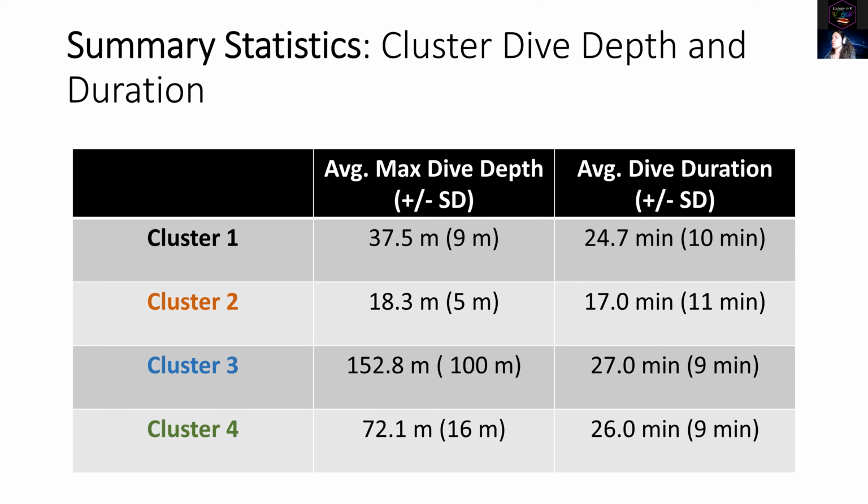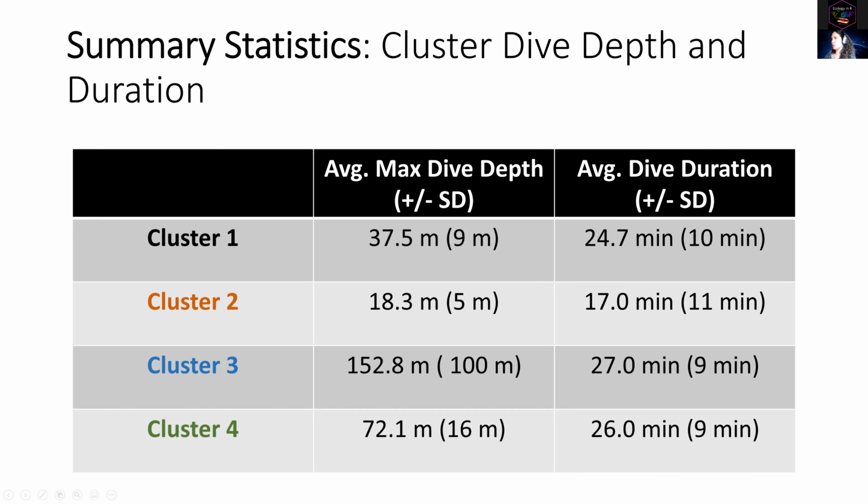And so cluster 1 was the second shallowest. Cluster 2 is actually the most shallow, and you can see that it was around 18.3 meters on average. Cluster 3 was the deepest, as we saw in that plot. And it also had a really large standard deviation because of it capturing those really, really deep dives. And the dive duration, the differences between the clusters was actually a little bit harder to distinguish. It looks like cluster 2 did on average seem to be more shallow than cluster 1.